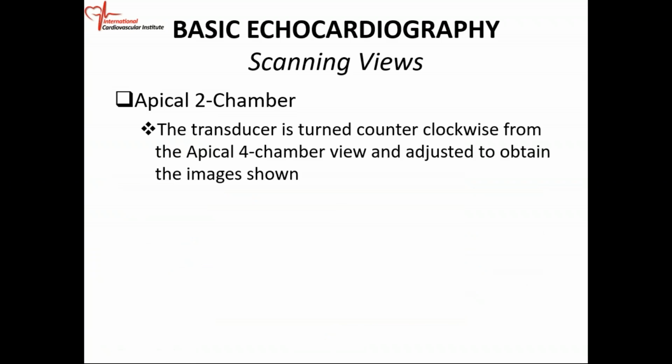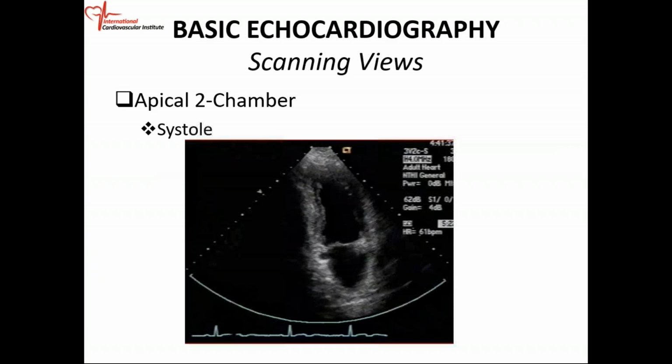All right. Now, to get the apical 2-chamber view, so you're in the apical 4, you're going to rotate your transducer counterclockwise, not clockwise, counterclockwise. You're going to turn it in the opposite direction, and you're going to adjust it to get an image looking like this.